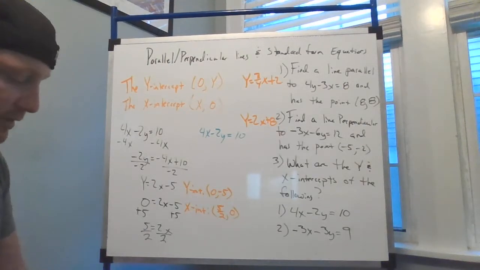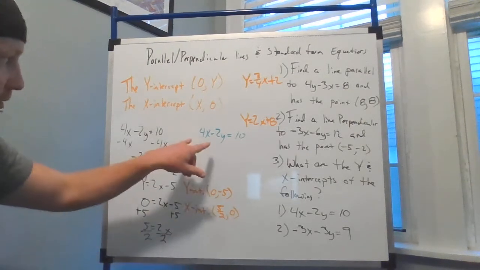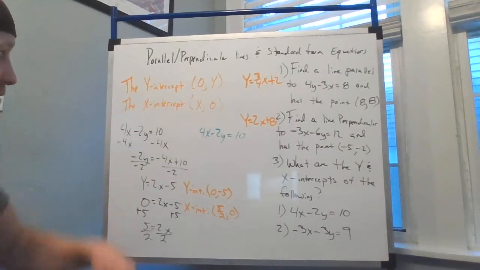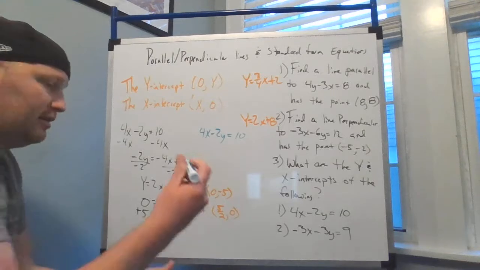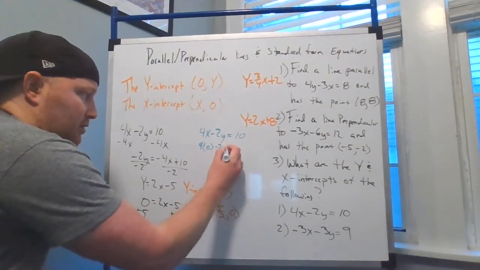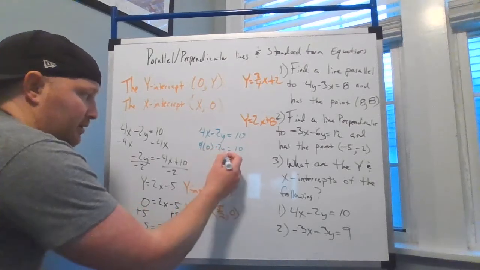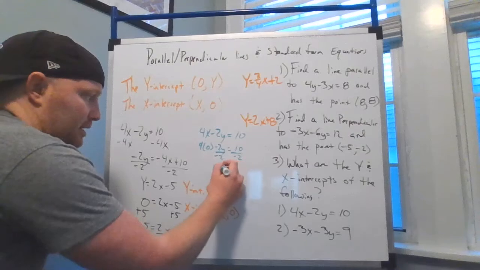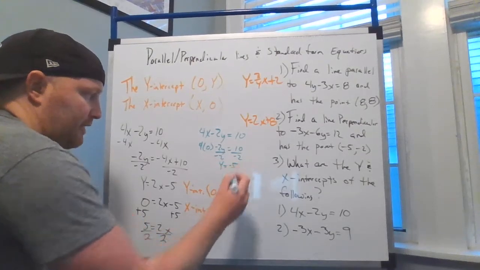Now another way to solve this is I can just use my knowledge of, well, the y-intercept: just replace x with 0 and solve for y. So 4 times 0 minus 2y equals 10. This is 0. So now I'm just going to divide both sides by negative 2. And y equals negative 5.